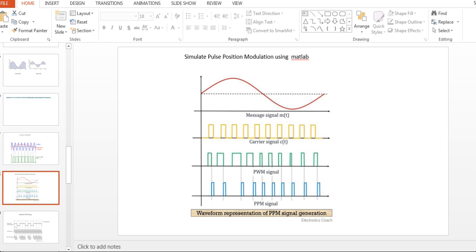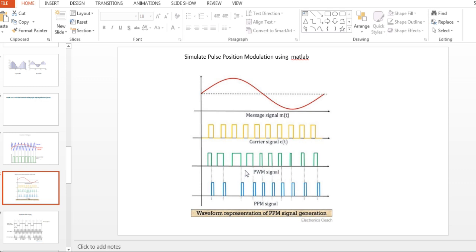In PPM, the train of pulses is being shifted, and this amount of shift is proportional to the instantaneous value of the sampled signal of our message. First we are going to produce PWM and then we are going to produce PPM.